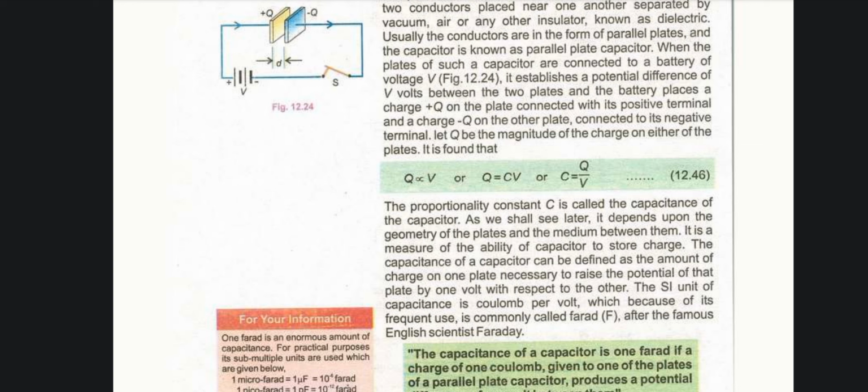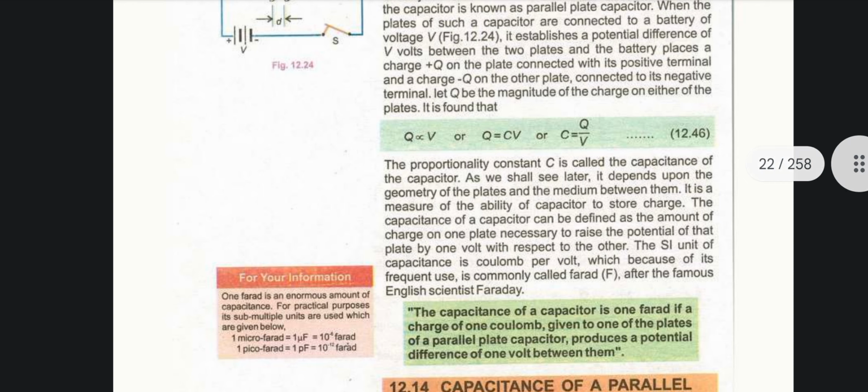When the plates of such a capacitor are connected to a battery of voltage V, it establishes a potential difference of V volts between the two plates, and the battery places a charge +Q on the plate connected to its positive terminal and a charge -Q on the other plate connected to its negative terminal.